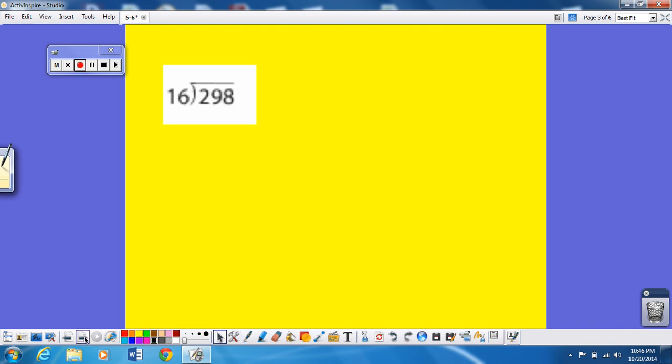Okay, let's try this one. 298 divided by 16. So, does 16 go into 2? We know it doesn't. Now, some of you are having a little trouble making sure you have your numbers in your quotient over the right number. So I want to show you a quick way to make sure you're not accidentally putting them in the wrong place. We know 16 doesn't go into 2, so sometimes it helps to put a little X above that 2. You're telling yourself not to put a number there because 16 doesn't go into 2.